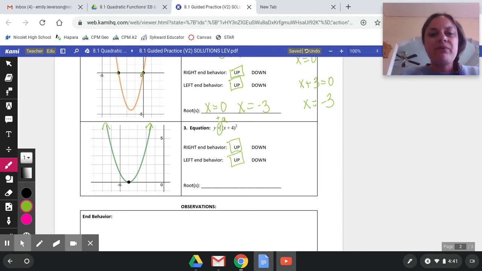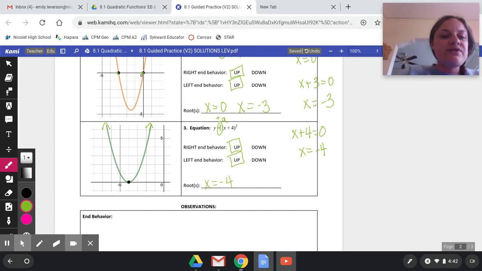Okay, and then my roots here. Well, I can take x plus 4 and set it equal to 0. So x is equal to -4. That's one of my roots. That actually, as you see right here, indicates that it's bouncing. Okay, that's what shows us that there is a bounce at that point.